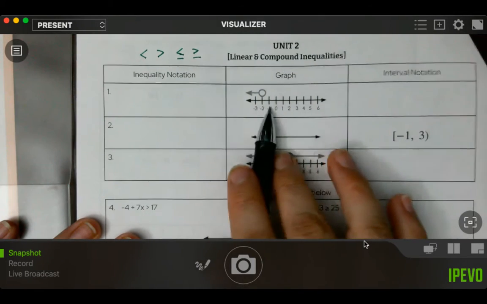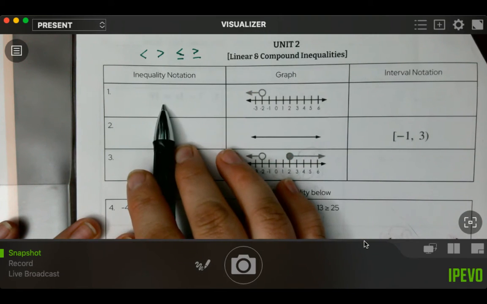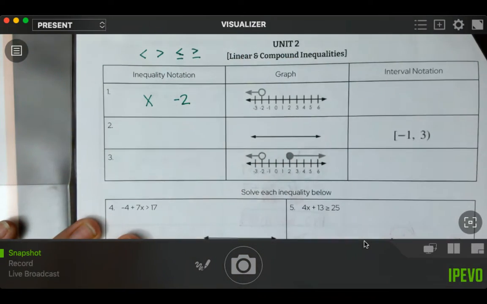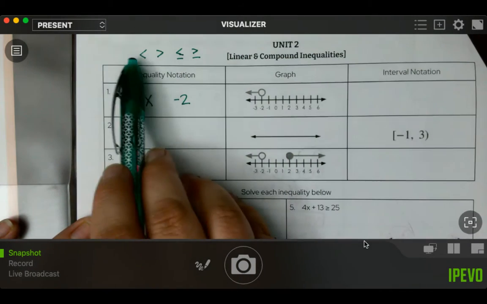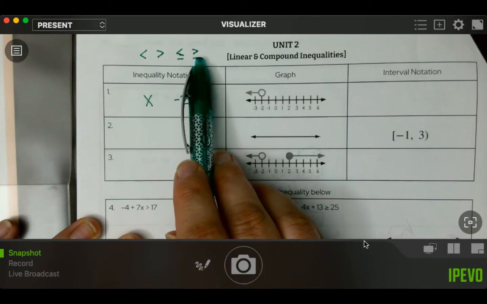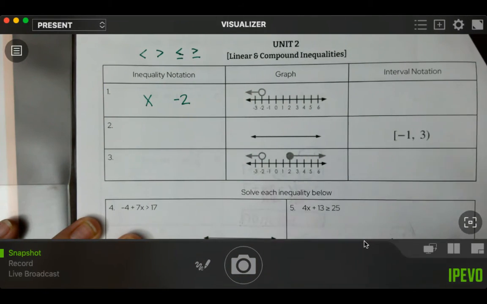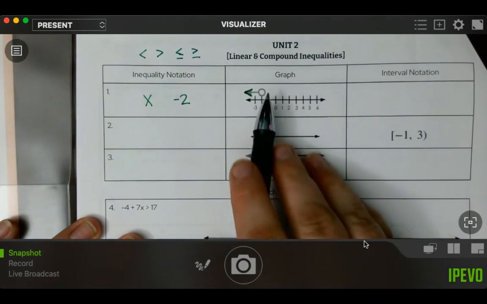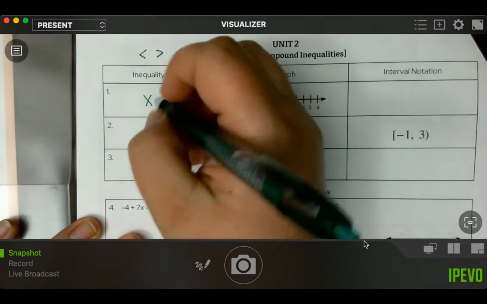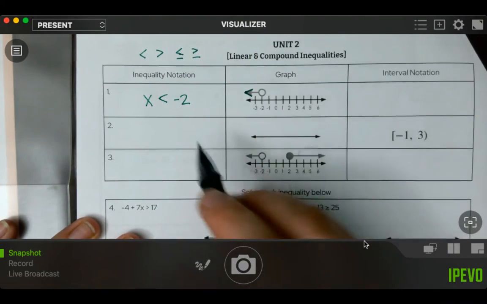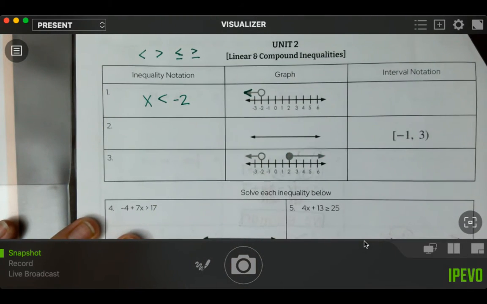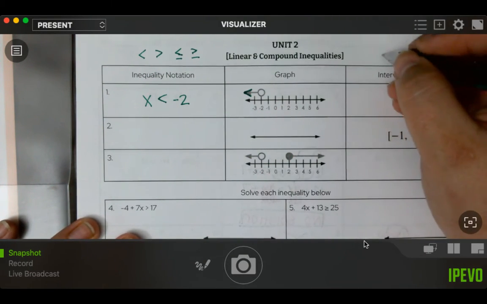So right here, it wants us to take this graph and write the inequality notation. Well, the circle's at negative 2, so I'm going to have x and negative 2. And all I have to do for the inequality notation is pick which inequality symbol I need. This line is pointing towards the left, and if you draw an arrow at the end, or just outline the end of the arrow, see how that's like that symbol? That means that's the one you want. You'll put this little line like this underneath if that's a closed circle, like this one. That's inequality notation. Interval notation means left, comma, right.